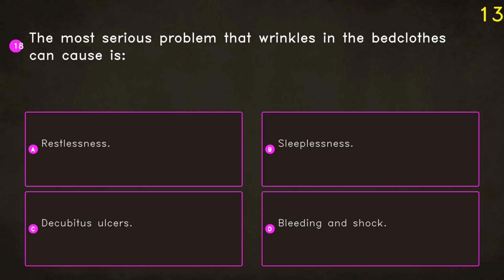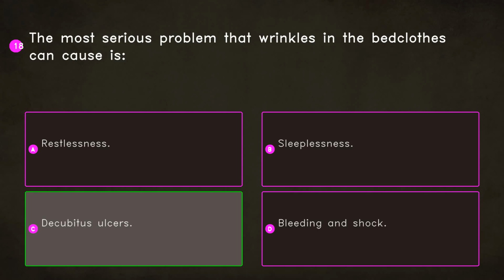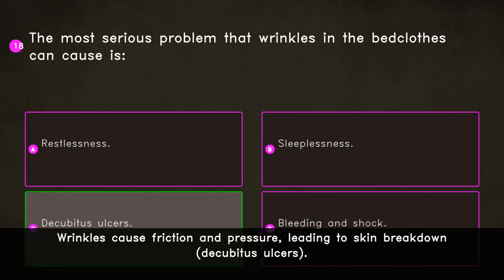Question 18. The most serious problem that wrinkles in the bedclothes can cause is: A. Restlessness. B. Sleeplessness. C. Decubitus ulcers. D. Bleeding in shock. The correct answer is decubitus ulcers. Wrinkles cause friction and pressure, leading to skin breakdown, decubitus ulcers.